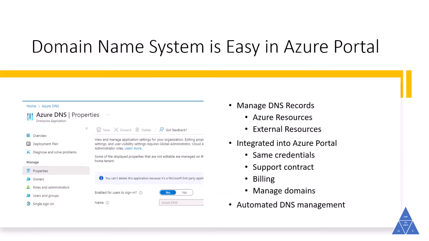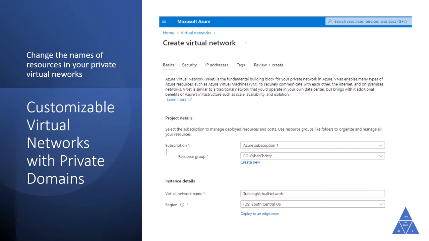Azure DNS can manage DNS records for your Azure services and provide DNS for your external resources. Azure DNS is integrated into Azure Portal and uses the same credentials, support contract, and billing as your other services. Because Azure DNS runs on Azure, it means you can manage your domains and records with Azure Portal, Azure PowerShell commandlets and the cross-platform Azure CLI. Applications requiring automated DNS management can integrate with the service using the REST API and SDKs. Azure DNS also supports private DNS domains.